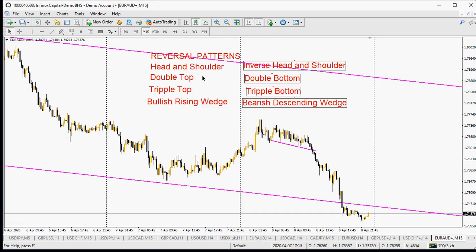Whenever you are trading: head and shoulder, double top, triple top, bullish rising wedge. That is when the market is bullish and you want to turn to the downside. Then you have all these reversal patterns. But if the market is bearish and wants to turn to the upside, then you have all these reversal patterns. So these are for reversal to the downside, while these ones are for reversal to the upside.